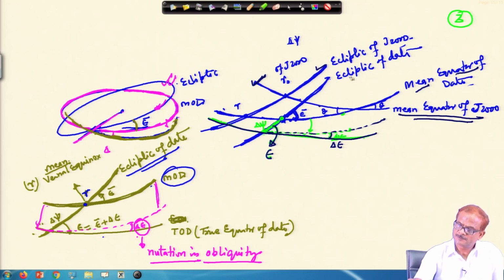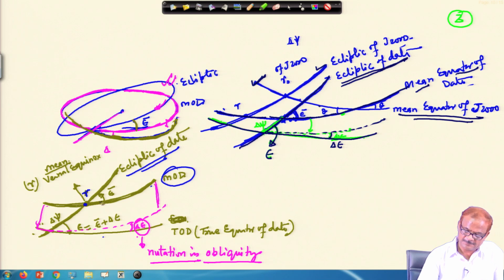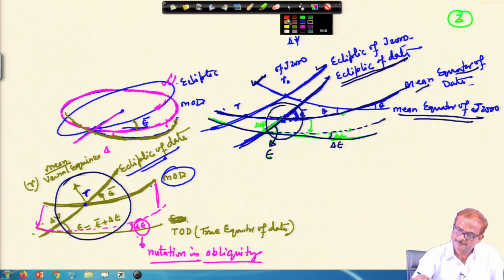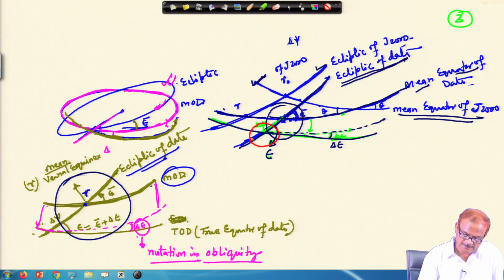Then we came to the ecliptic of date and the mean equator of date, which is shown by this line, and this is the ecliptic of date. So we come to this point. This point and this point, they are the same, and this point and this point, they are the same.